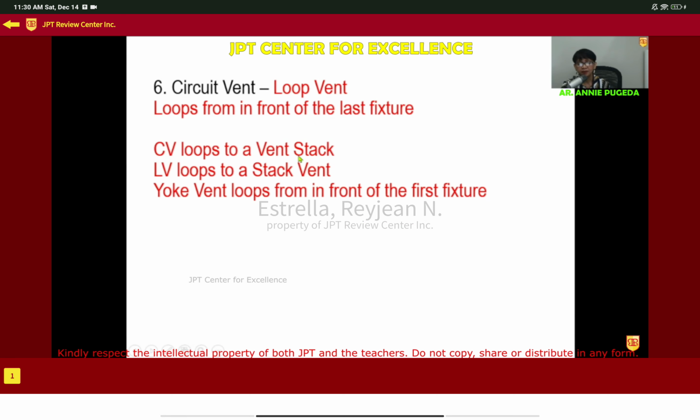Ang circuit vent, ang nanay niya ay vent stock. Ang loop vent, ang nanay niya ay stock vent. Okay? At pag nakita niyo yung word na yoke vent, instead of the last fixture, in front of the first fixture siya. Okay? Clear? Very important items that you have to learn. Again, hindi siya binigay ng board exam weekly. May possibility kayong bumalik, hindi natin alam, pero at least alam niyo na to.